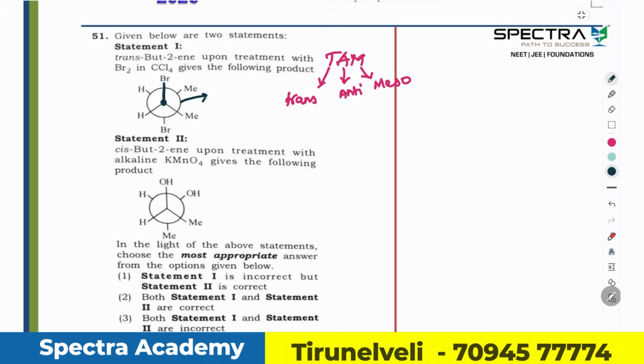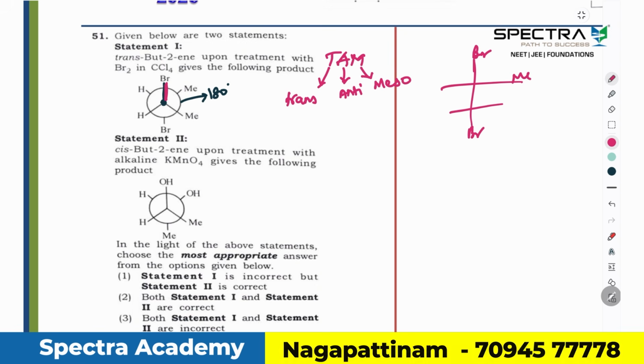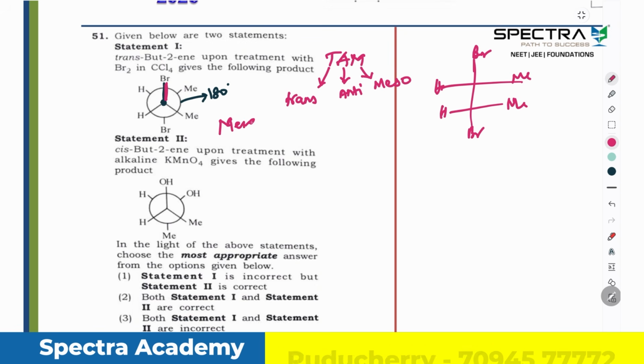And if I rotate the second carbon by 180 degrees, the bromine here will come exactly to the back of this bromine. So if it goes to the exact back, it will be like bromine with methyl and hydrogen. This is a meso structure, which is given here.